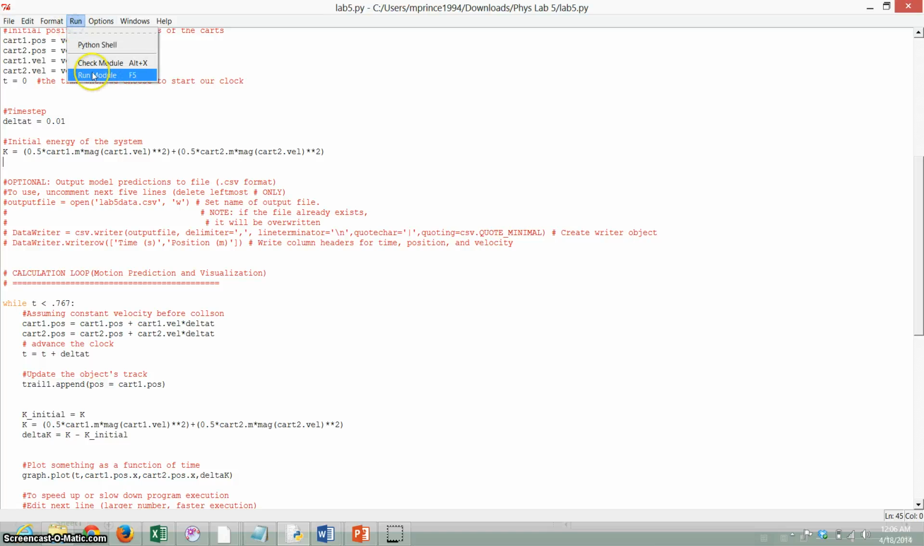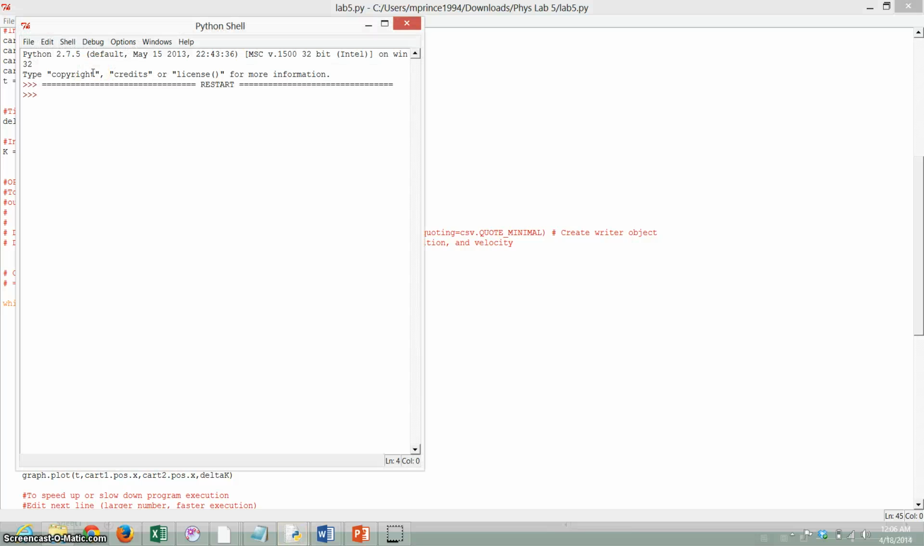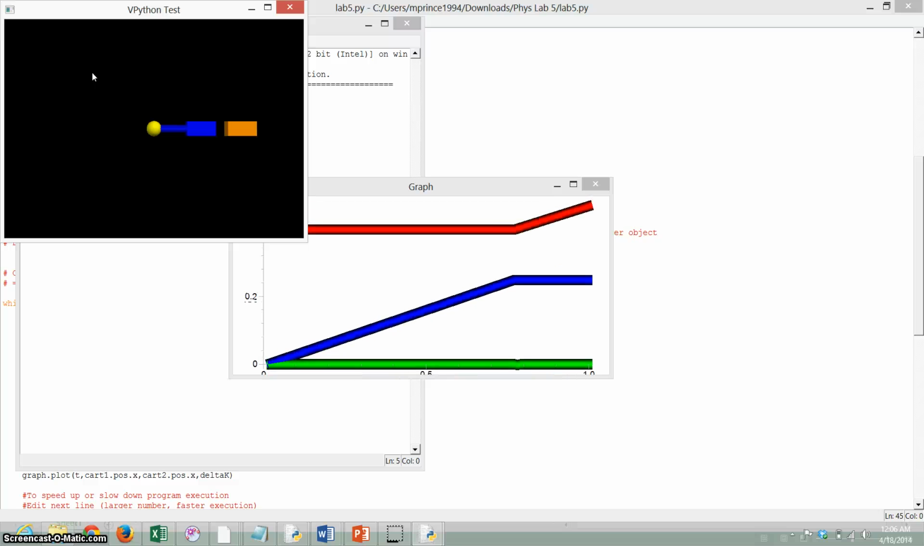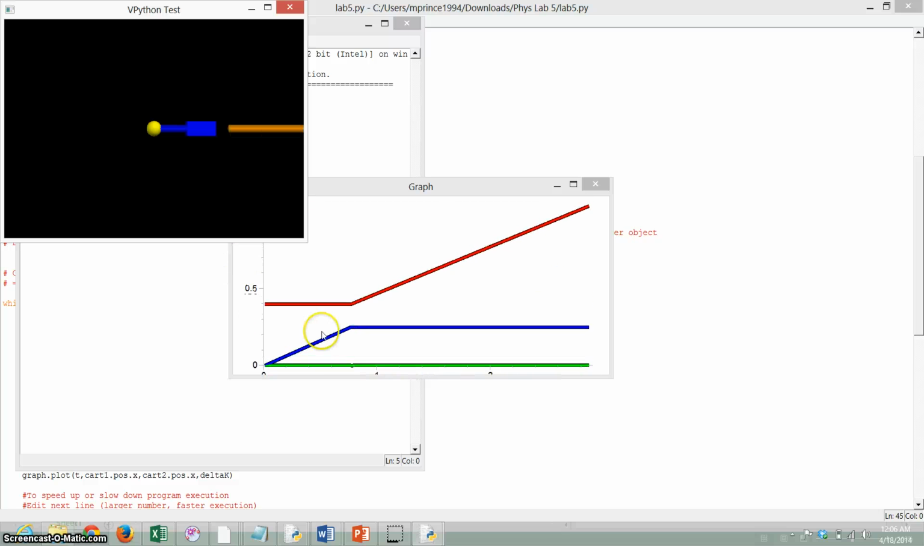Here's what the code looks like when run. As you see, as the block collides with the other block, one block stops. And shown in the graph, the green line represents the kinetic energy, which is zero the entire time. And as the motion shown of the two objects, the blue line is the position of the first cart. The red line is the position of the second cart. Therefore, as a whole, the model predicts the elastic collision.